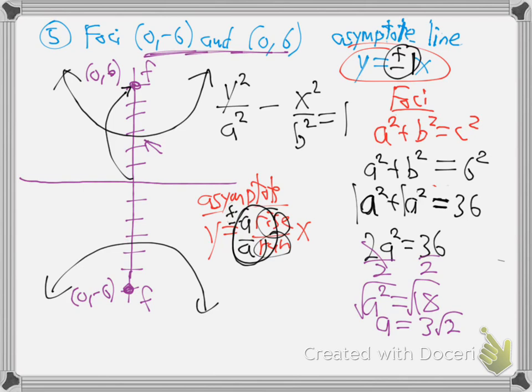3 root 2, so that's our A. So both of these, remember, are the same. So they're both 3 root 2. I'll fix it in a minute. 3 root 2 squared. But yeah, like Josh is saying, they don't want me to leave it that way.